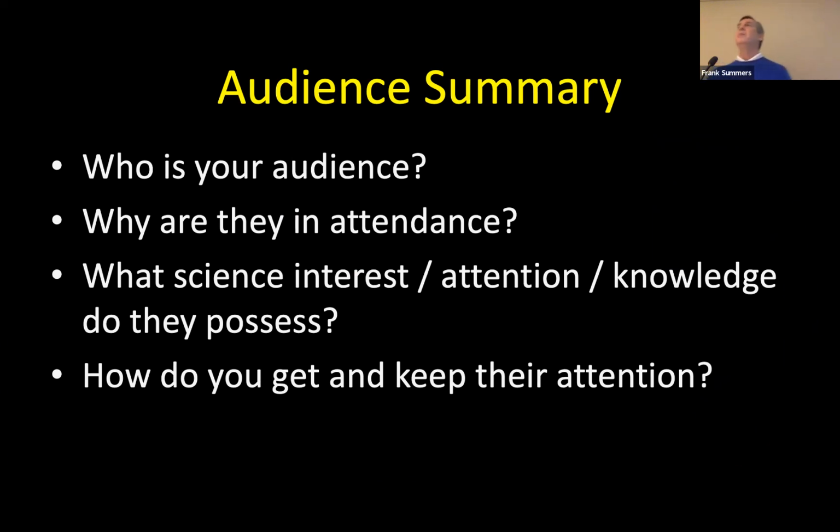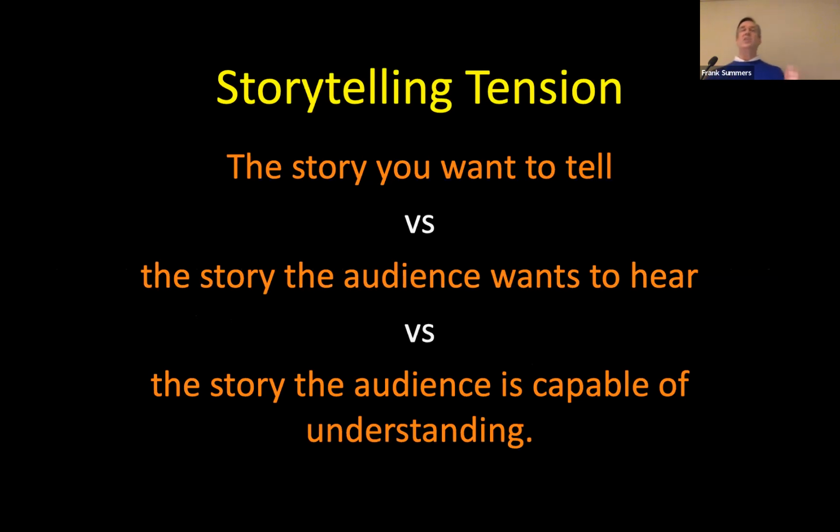Now, this brings up the essential storytelling tension. Is the story you want to tell. I want to talk about these AGNs and the interaction between the disk around it and the black hole, and then the magnetic flares that happen, all that, right? That's what you want to tell. You want to get to the details of your science. But what is the story the audience wants to hear? It might be cats playing the piano. Who knows? And then there's what I really focus on, the story the audience is capable of understanding. How far can I push them without going into, yeah, boring old science guy, right? So you've got to try and work on that.